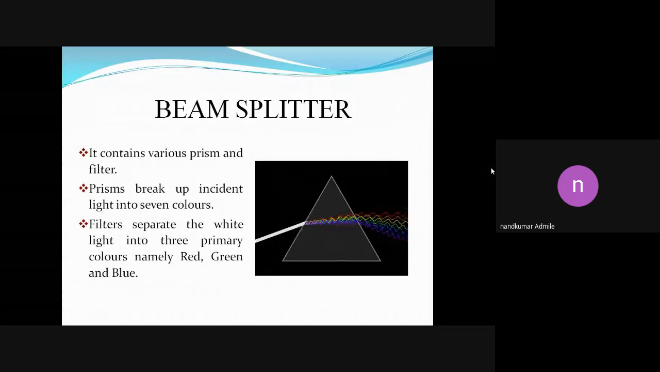Next one is the beam splitter. We can observe a prism: when we incident light on a prism, it reflects various colors. In a video camera also we use a beam splitter. It can split the light into various colors. Generally we use the three primary colors: red, green and blue.